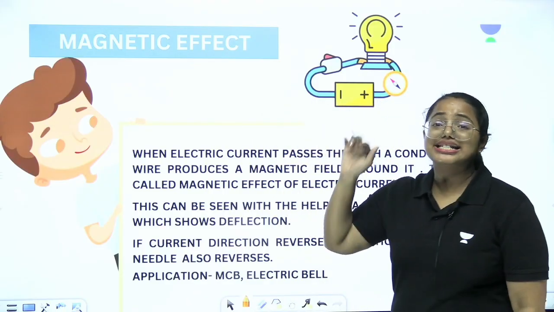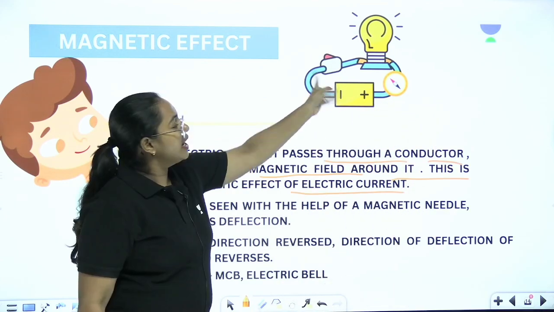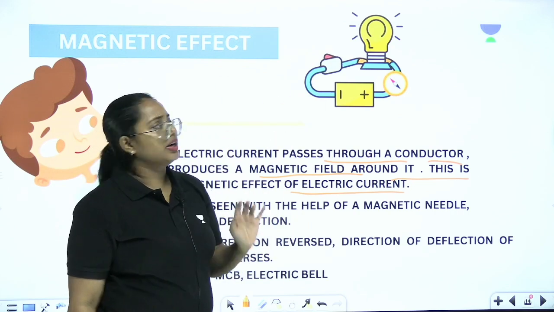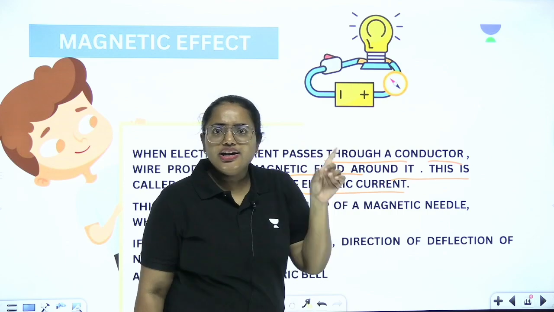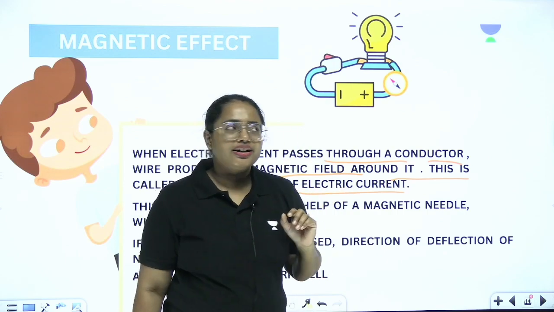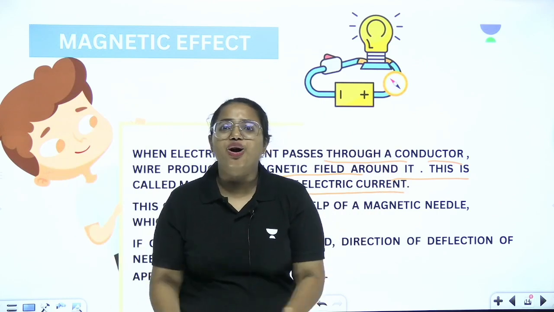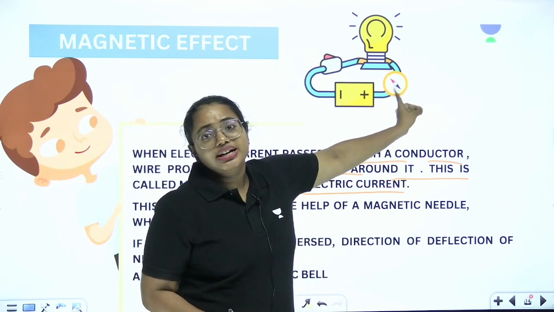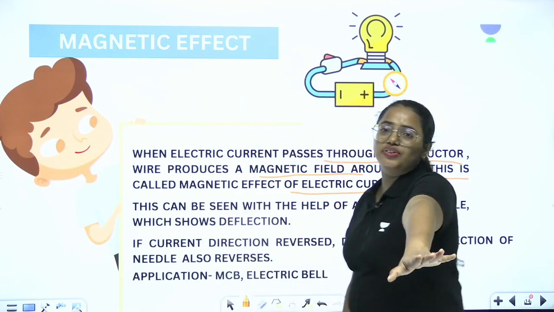Now we are going to learn the second effect of electric current. It's nothing but the magnetic effect. Here I have taken a similar circuit, and electric current is passing through it. I have placed a small needle there, and I can find that there is a deflection in it. That means the wire is producing a magnetic field around it. That is the reason I can see a deflection in the needle. Got it? Clear? I hope you are clear with the point.